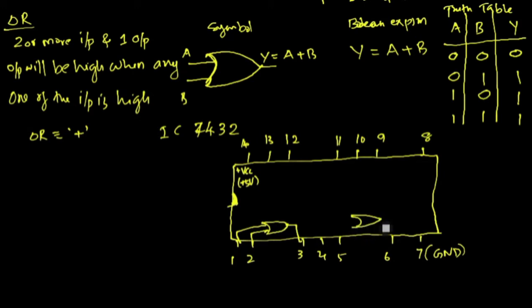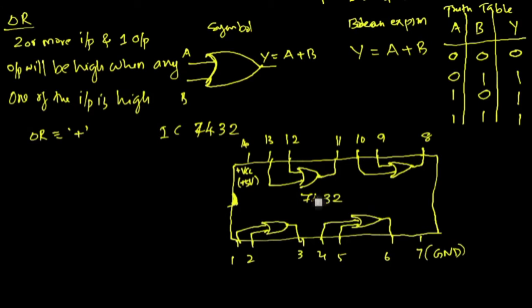Second OR gate is between these 4, 5, 6. 4 and 5 are the two input terminals and 6 is the output. Then the third logical gate has pin number 8 as the output and 9 and 10 as the input terminals. Then the fourth logical gate has pin number 11 as the output, and 12 and 13 as the inputs. So this is the IC 7432.